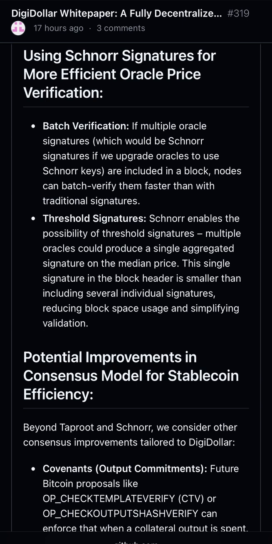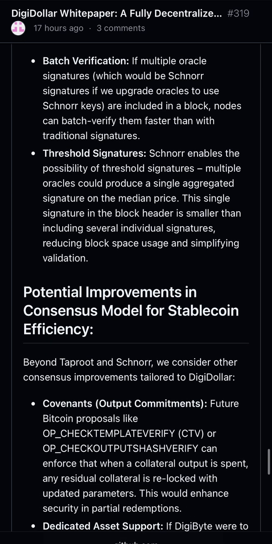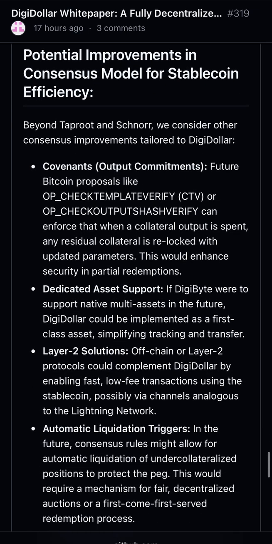Batch verification. If multiple oracle signatures, which would be Schnorr signatures if we upgrade oracles to use Schnorr keys, are included in a block, nodes can batch verify them faster than with traditional signatures. Threshold signatures. Schnorr enables the possibility of threshold signatures. Multiple oracles could produce a single aggregated signature on the median price. This single signature in the block header is smaller than including several individual signatures, reducing block space usage and simplifying validation.